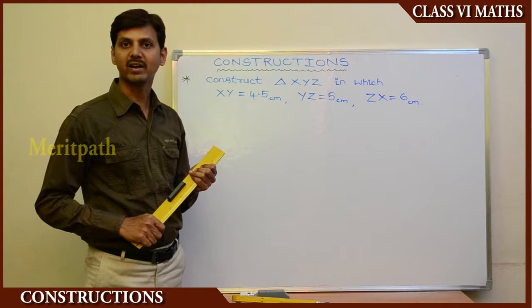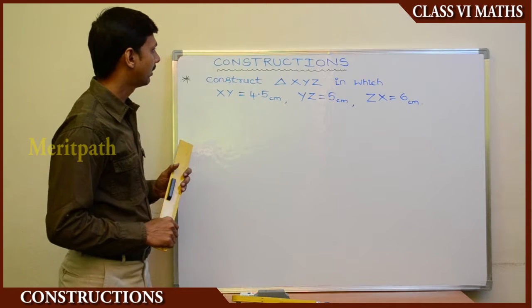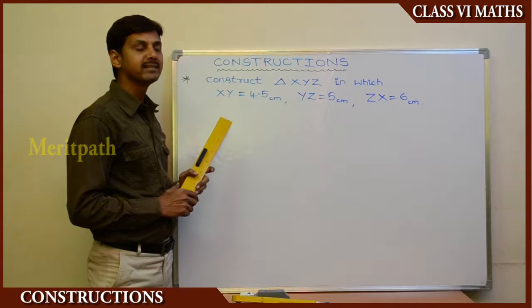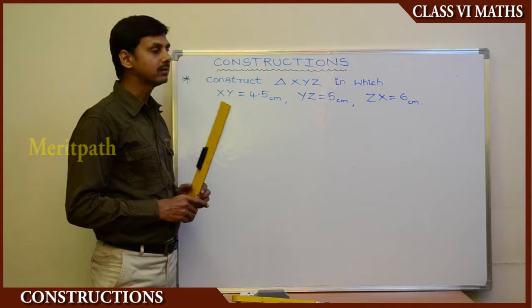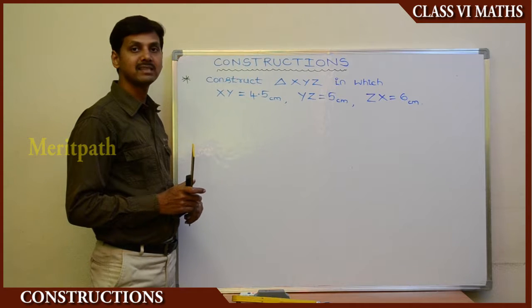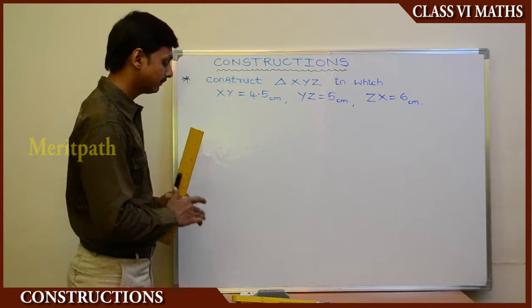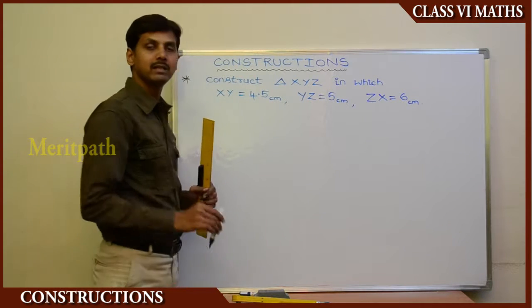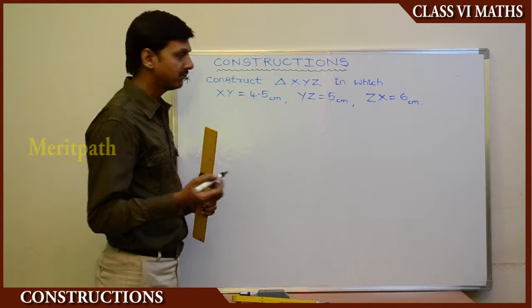Construct a triangle XYZ with the given 3 sides. Here XY is equal to 4.5 centimeters, YZ is 5 centimeters, and XZ or ZX is 6 centimeters. To draw this triangle XYZ, let's see how we draw this diagram using the rough picture.